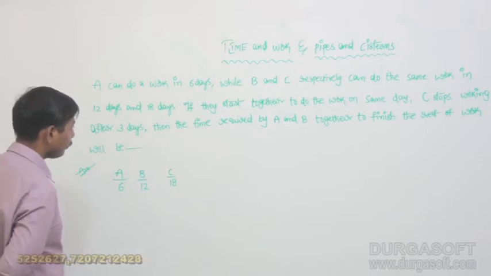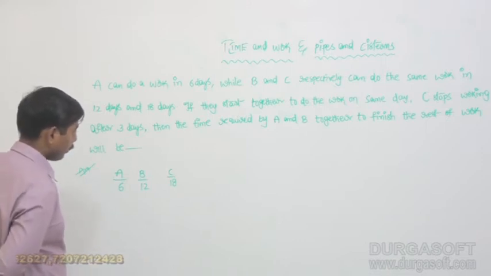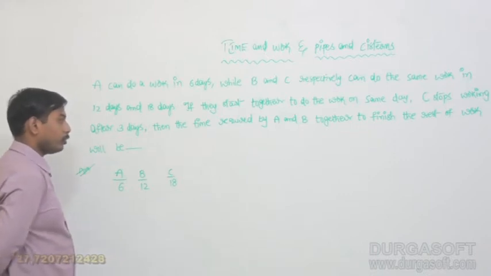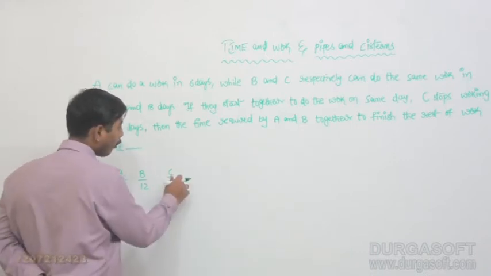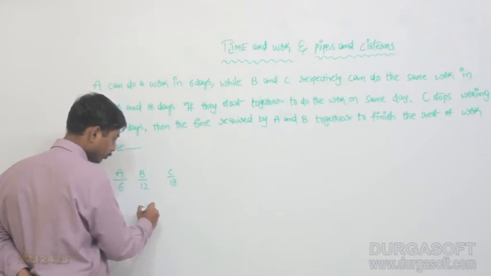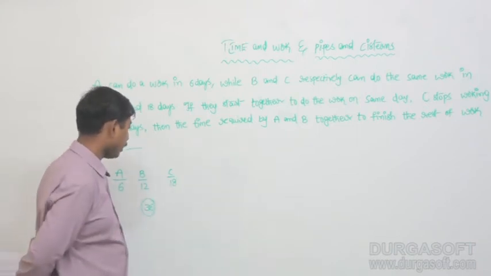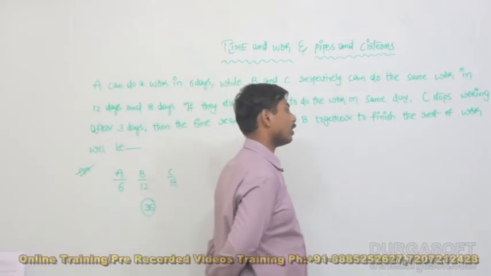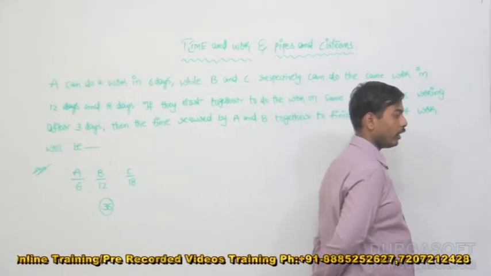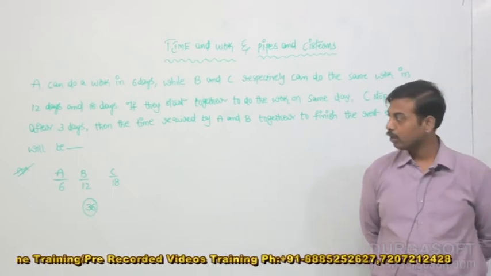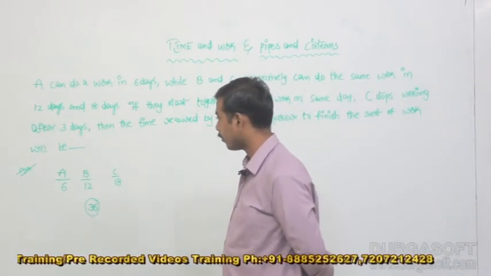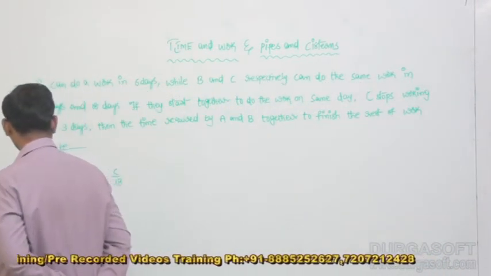What is the LCM here? 6, 12, 18. What is the LCM here? A double of 18. That is how much? 36. So double of 18, 36, means total 36 units of work is only available in the task.